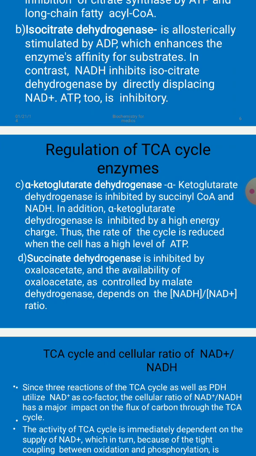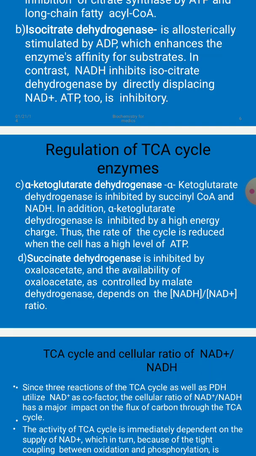Understood? So coming to the next enzyme, alpha ketoglutarate dehydrogenase. This alpha ketoglutarate dehydrogenase is going to be inhibited by succinyl CoA and NADH, right? So the succinyl CoA and NADH molecules are going to act as inhibitors of this alpha ketoglutarate dehydrogenase. In addition to this, you can also see this enzyme is mainly inhibited by high energy charge, right? So this high energy charge is also involved in the inhibition of the activity of alpha ketoglutarate dehydrogenase. So the rate of the cycle is going to be reduced when the cell has a high level of ATP concentration. Of course, a high level of ATP is going to act as an inhibitor molecule and control the activity of this enzyme.